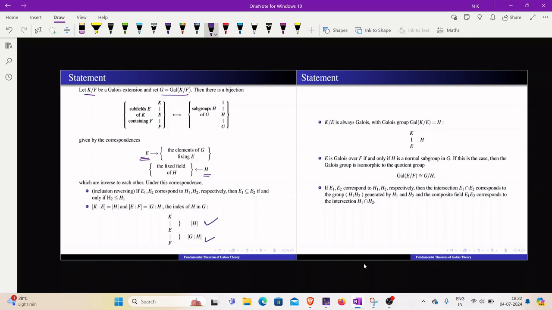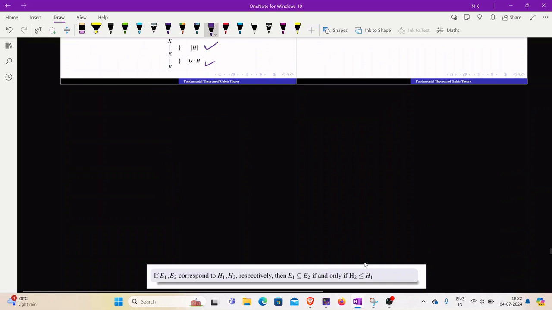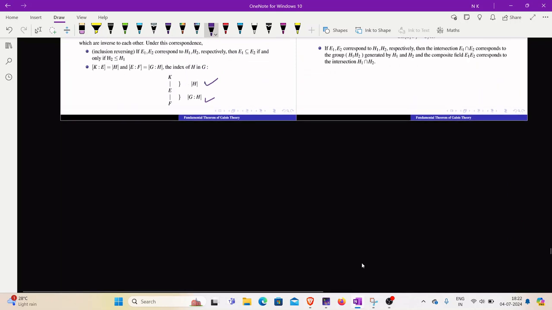Now K is given to be a Galois extension of F, right? So let me prove that first part. K is given as a Galois extension of F, and E is an intermediate field. F is your base field, and K is a Galois extension of F. So by the definition of Galois extension, it is going to be the splitting field of some separable polynomial over F.